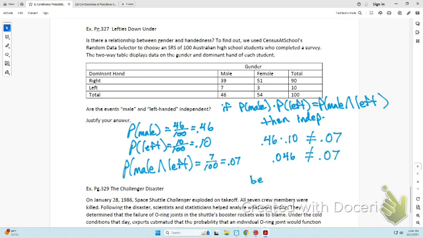Let's change this. Events male and left-handed are not independent.